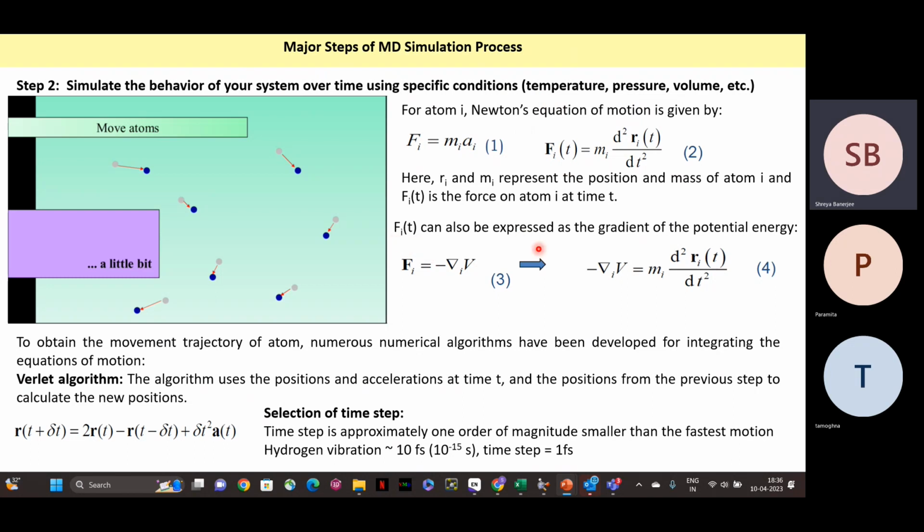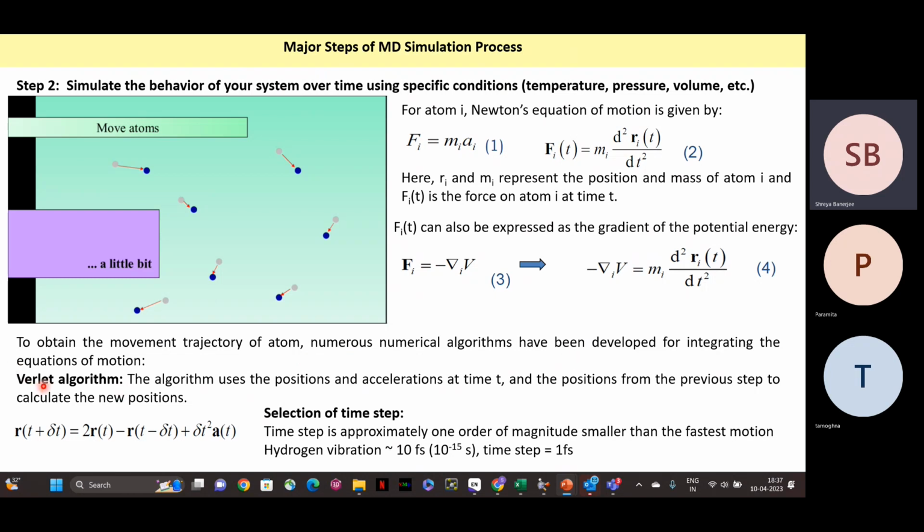The force can also be represented as the gradient of the potential energy. So the change in potential energy with position, taking the negative of that, is also another expression of the force. Now we can equate equations 2 and 3 and get equation 4, where the negative gradient of the potential energy is equal to the mass into the double derivative of the position with time. Now that we have the force acting on each of the atoms at a particular time, we can get the trajectory of the atoms.